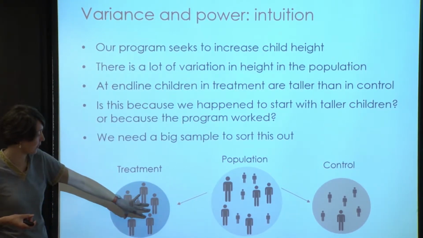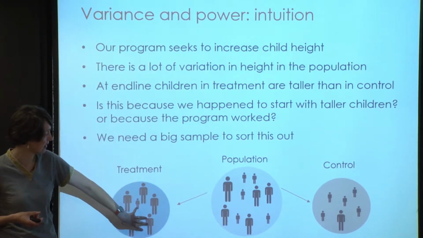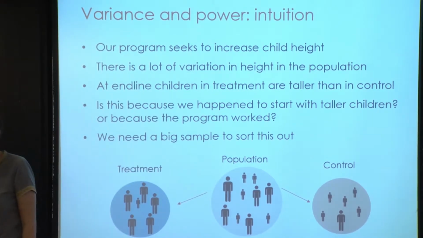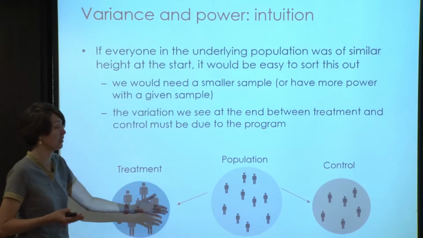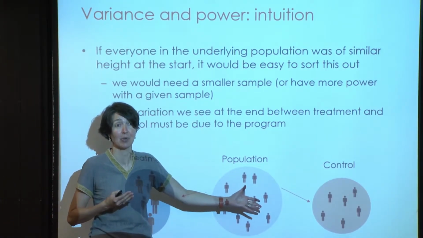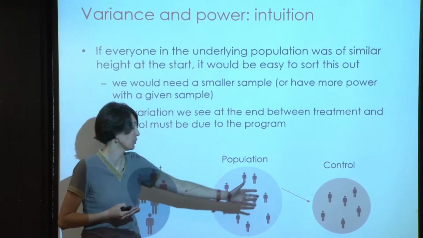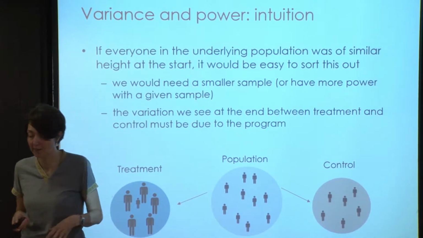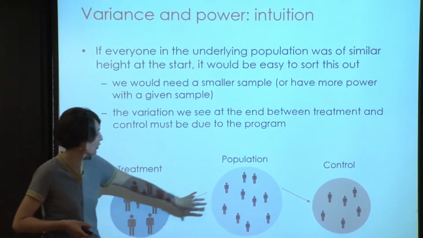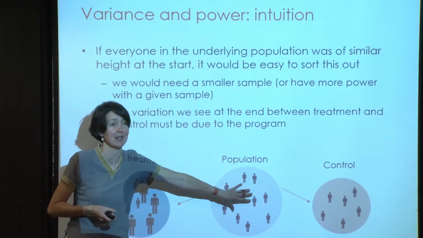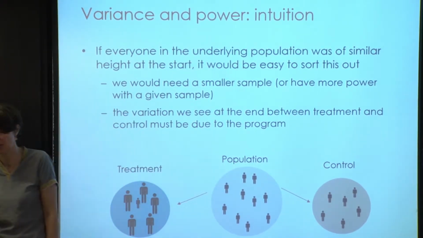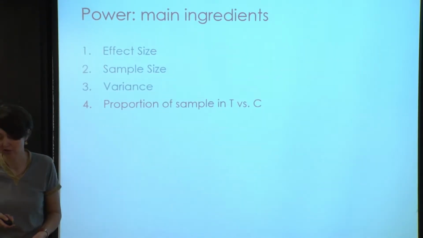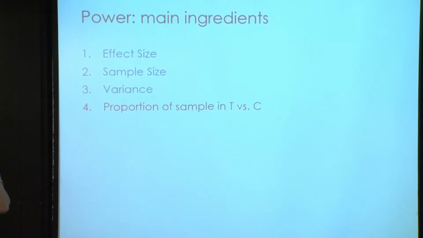Because otherwise, it might be that we see this in the end line just because we happen to pick the tall kids into the treatment group. Now, if everybody looked exactly the same in the underlying population, it would be very easy to sort out whether it was the distribution of how we allocated the kids or the program that led to that, because we know that they all started at exactly the same height. So if we see that some are taller in the end line in the treatment group, we know that's because of the program. So that's why the variation is causing a problem.